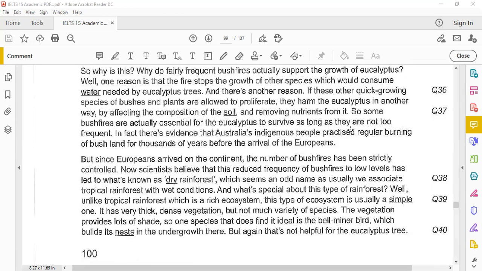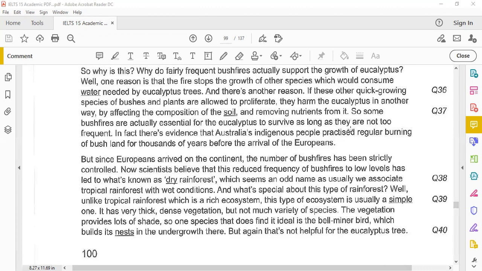So, why is this? Why do fairly frequent bushfires actually support the growth of the eucalyptus? Well, one reason is that the fire stops the growth of other species which would consume the water near the eucalyptus trees. And there's another reason. If these other quick growing species of bushes and plants are allowed to proliferate, they harm the eucalyptus in another way, by affecting the composition of the soil and removing nutrients from it.